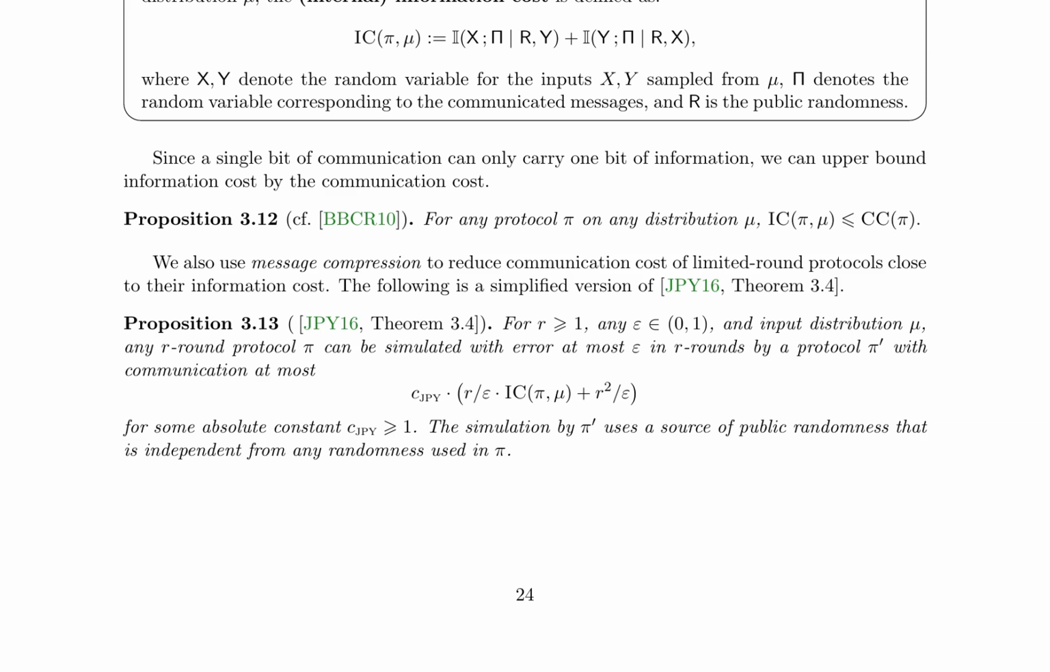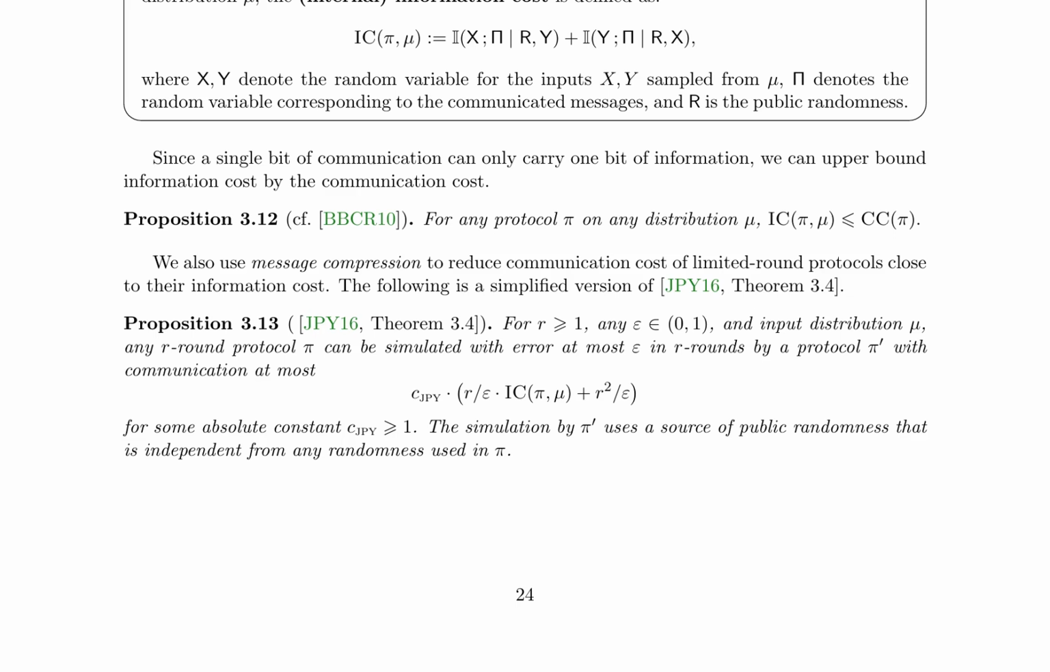Message compression is also discussed as a means to reduce the communication cost of limited round protocols. Proposition 3.13 presents a result from [JPY16, Theorem 3.4], which shows that any r-round protocol can be simulated with error at most epsilon in r rounds by a protocol with communication at most O(r/epsilon times IC(pi, mu) plus r squared/epsilon). This simulation uses a source of public randomness independent from the randomness used in the original protocol.